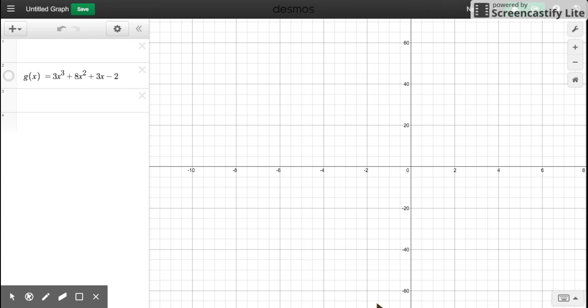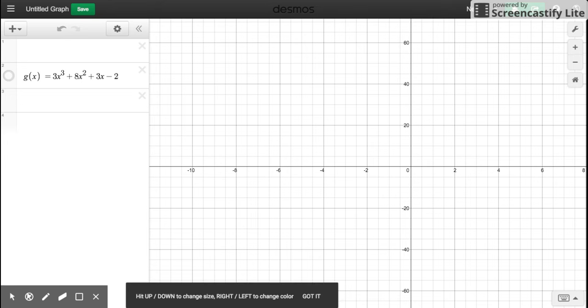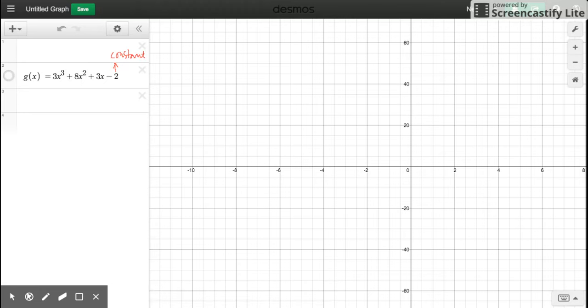Let's try to convert g of x into a factored form. Okay, so how do we do that? First, we want to find the factors of the constant term, which is -2. This is the constant term, and this is the leading coefficient. 3 is the leading coefficient.